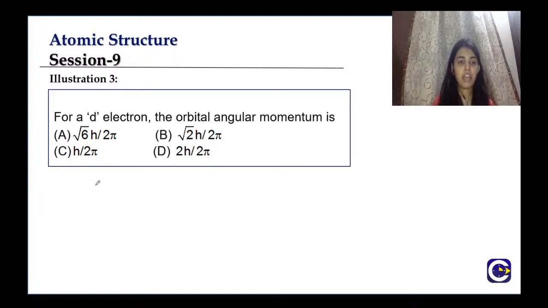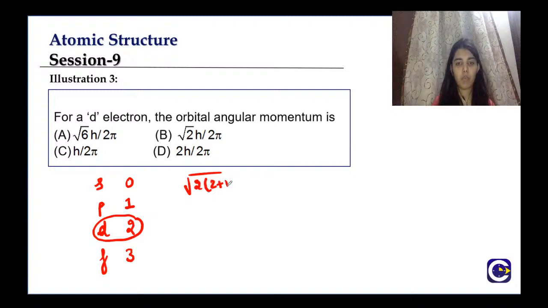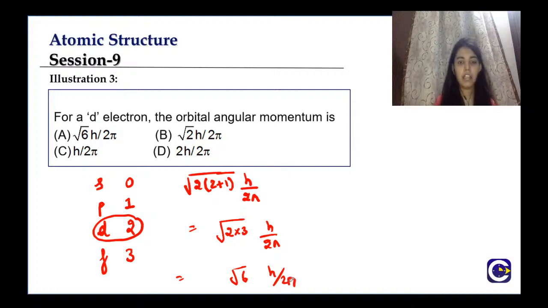What is the L value for a d electron? We know s, p, d and f. The L value for s is 0, for p it is 1, for d it is 2, for f it is 3. So the L value for d is 2. Here you can apply the formula: root of 2 into 2 plus 1, into h by 2 pi. So this becomes root of 2 into 3, h by 2 pi, which equals root 6 h by 2 pi. Am I clear? I was expecting that all of you should get this answer. What about Anirudh, Sanjay, Jayanand? Have you understood the answer now?